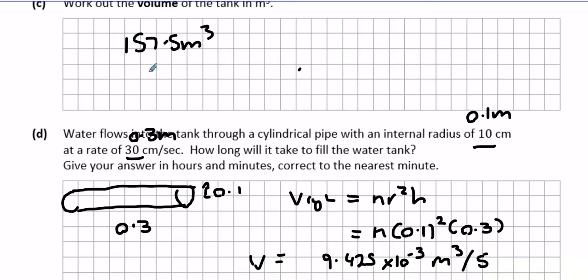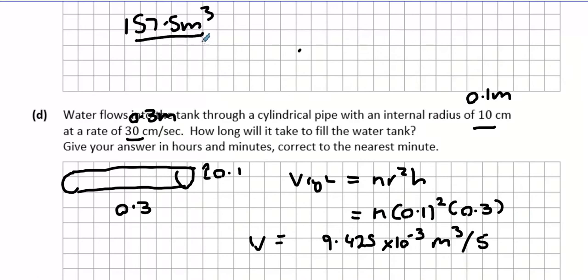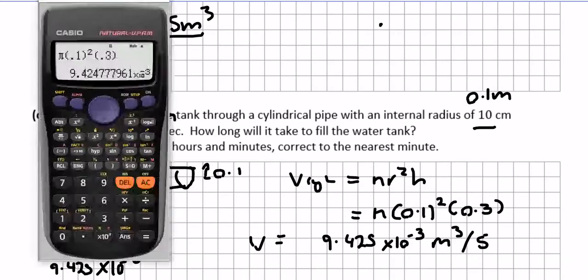Now, what we're going to do is divide the total volume by this volume here. So if you imagine I had a 200 meter cubed pool, and I was pumping the pool at 5 meters cubed per second, you divide 200 divided by 5 and you'd say that you got it filled in 40 seconds. That's essentially what I'm doing here, except the numbers are a bit more awkward. So I'm going to divide 157.5 divided by 9.425 x 10 to the minus 3, and this will give me the answer in seconds, we're hoping.